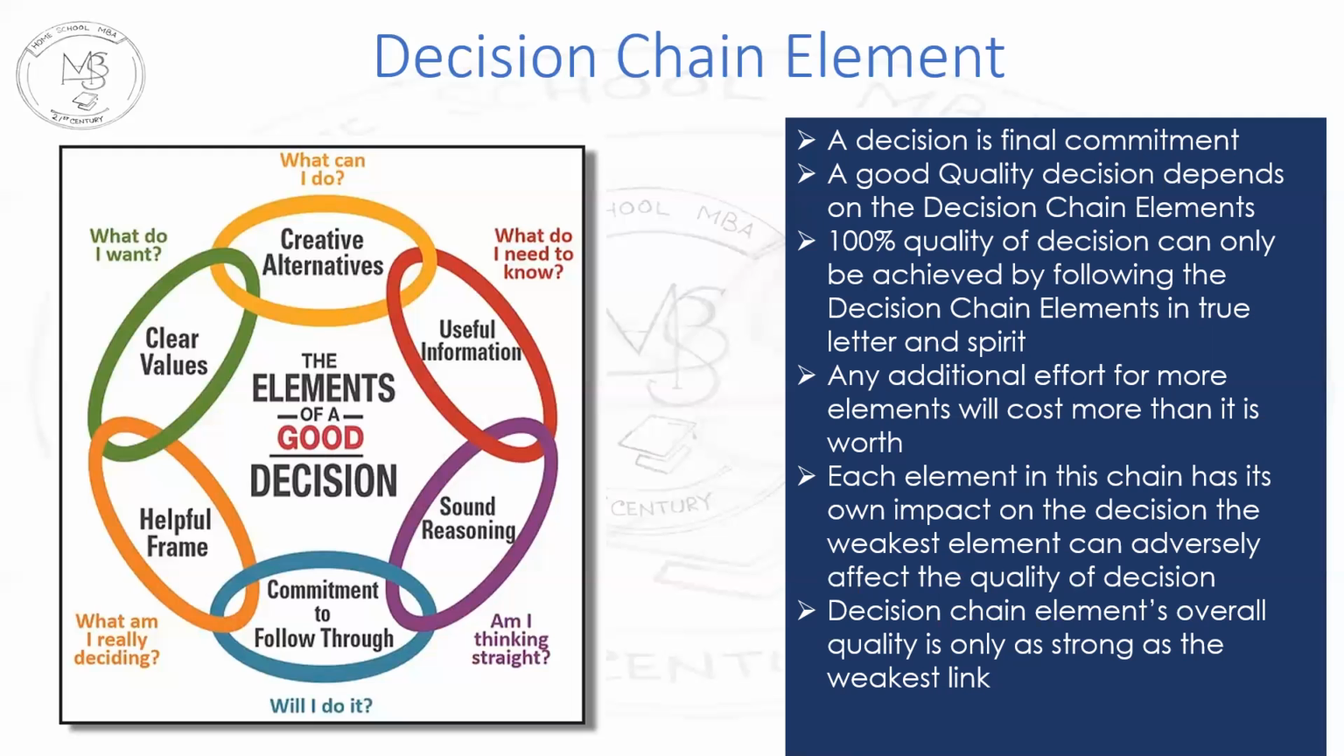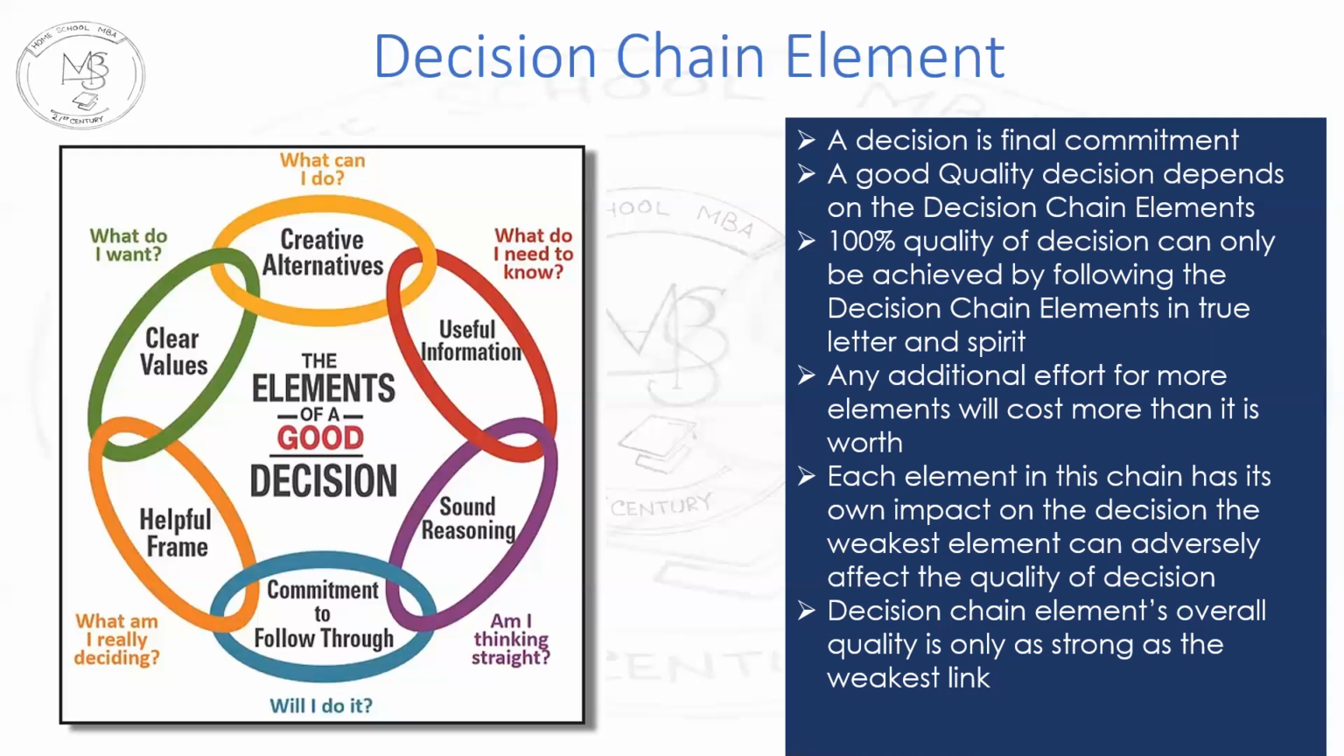And then you say a good quality decision depends on the decision chain elements. Definitely. When we say that it depends on the decision chain elements, we mean following the model or the chain that you have created, so that the quality of decision is maintained all through. Then you say 100% quality of decision can only be achieved by following the decision chain elements in true letter and spirit. So that's what I said, that once you decide, then you follow the model, what you call chain.